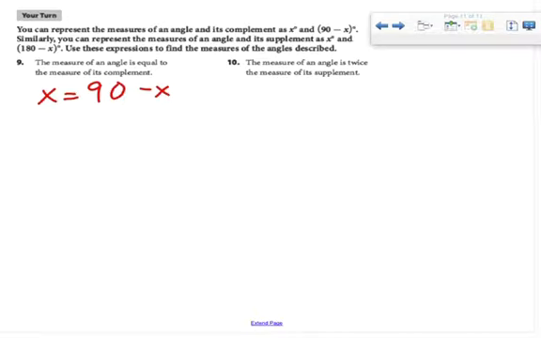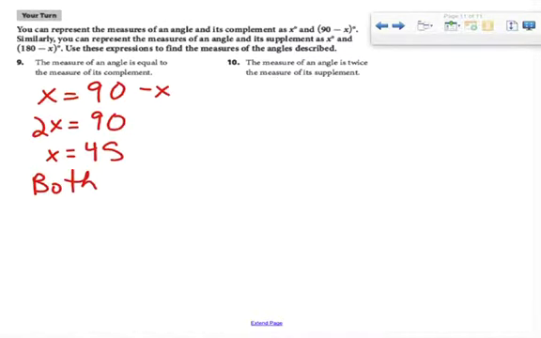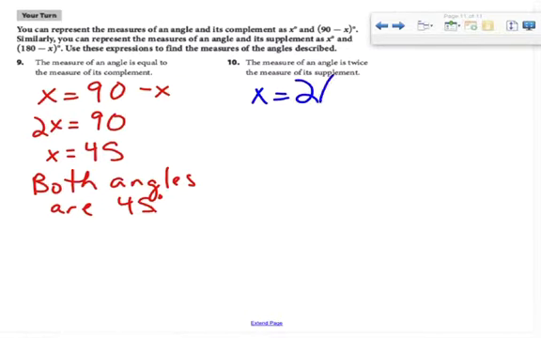We start solving it by adding x to both sides. That gives us that 2x is equal to 90, so x is 45. So both angles are 45 degrees. In number 10, it says the measure of an angle, that's x, equals twice the measure of its supplement. So remember, if one angle is x, its supplement is 180 minus x.